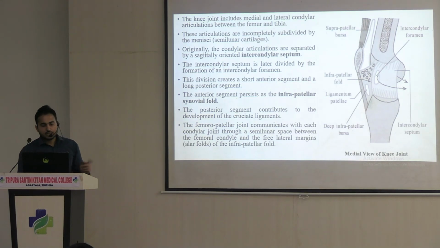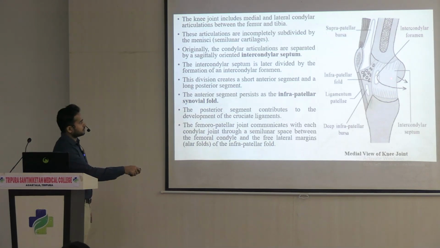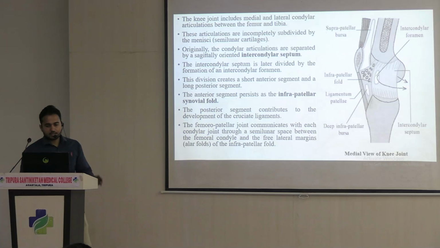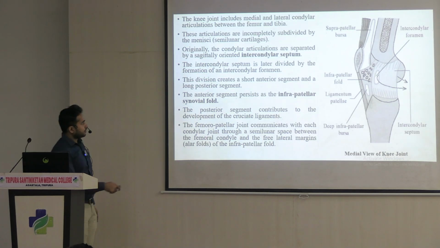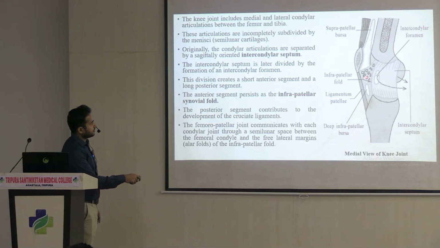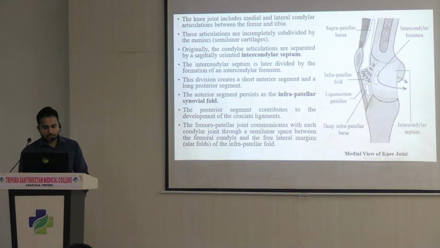Next, the division creates two segments, the anterior short segment and the posterior long segment. There is a foramen also, called the intercondylar foramen. You can see this is the intercondylar foramen. The anterior segment persists as the infrapatellar synovial fold, also called the ligamentum mucosum fold. The posterior segment helps in the formation of the cruciate ligaments. I hope you have heard about the cruciate ligaments of the knee joint, anterior and posterior cruciate ligaments.